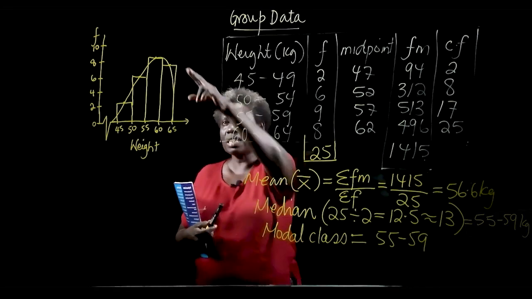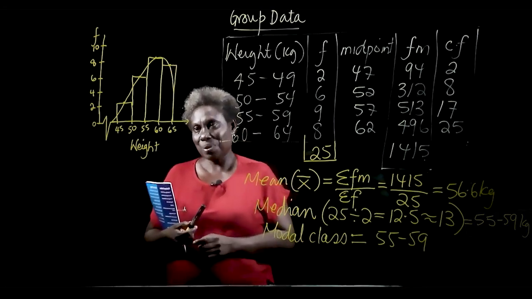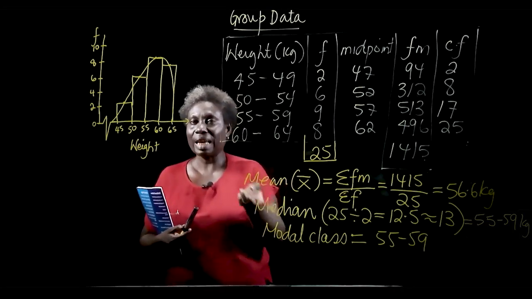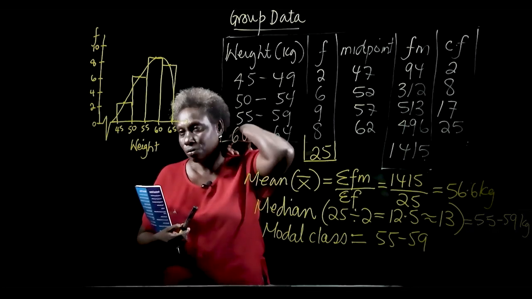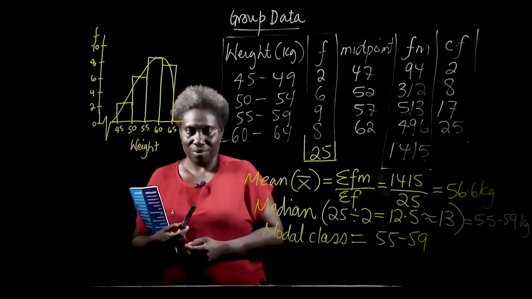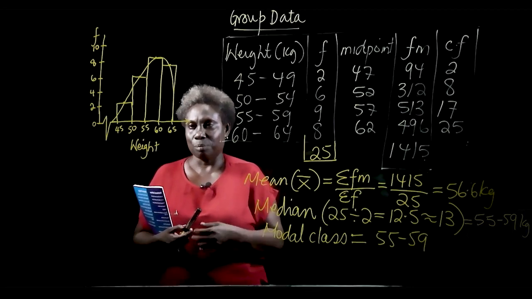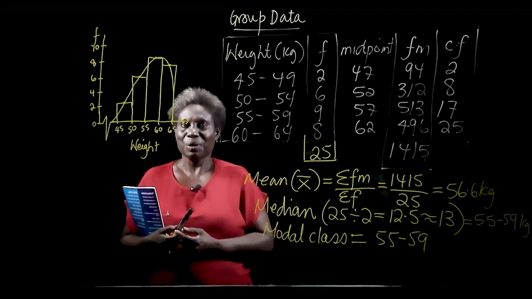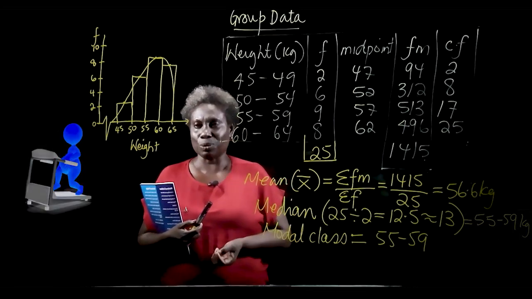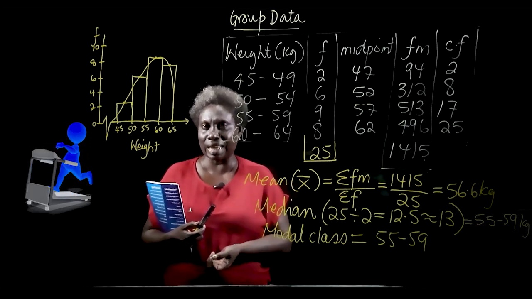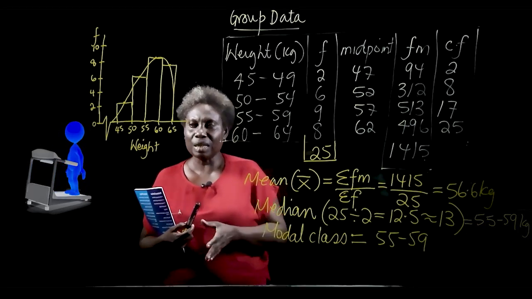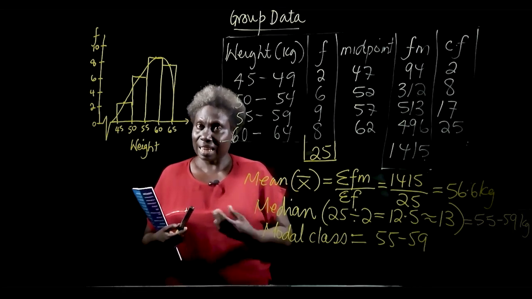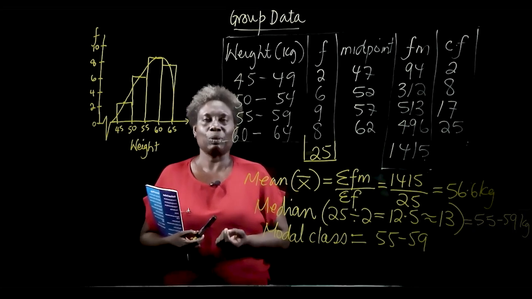From this, we can see that we have more students who weigh 55 and above, and fewer students who weigh from 45 to 55. That means we have quite a few students who are a little bit overweight. I think we need to do some workouts to help the students maintain their weights between 45 and 50. That brings us to the end of our lesson on group data.